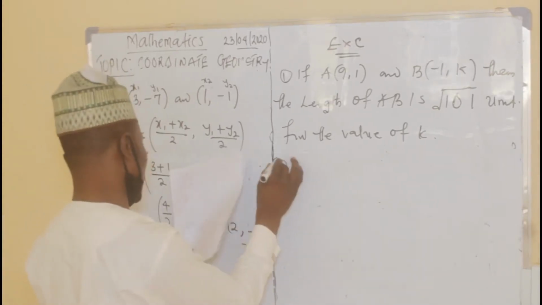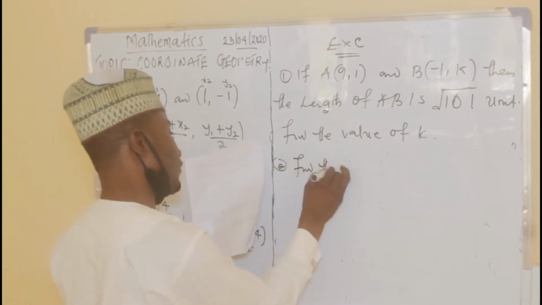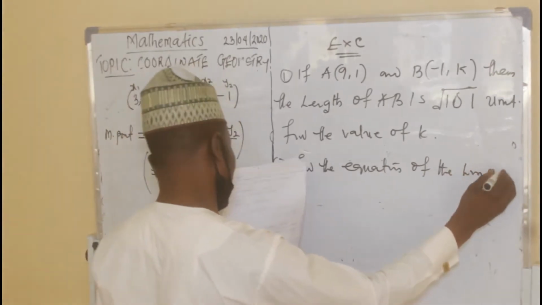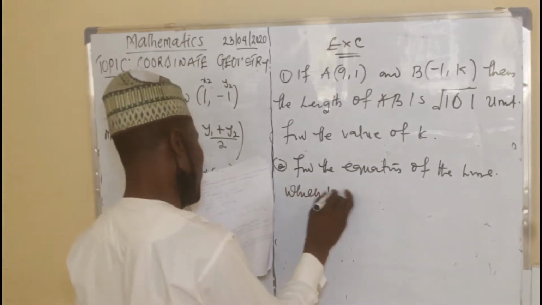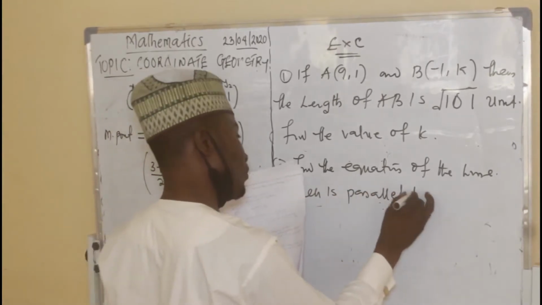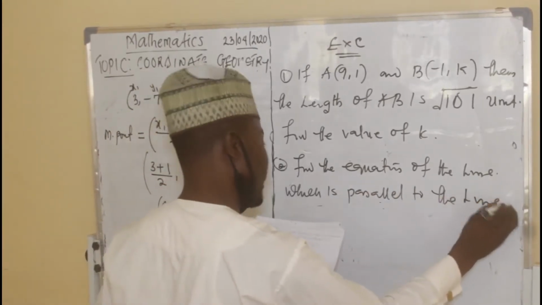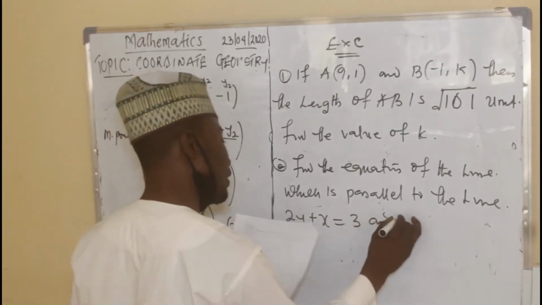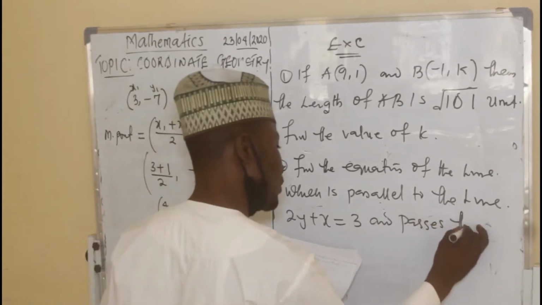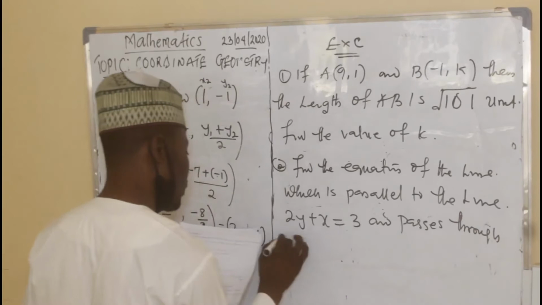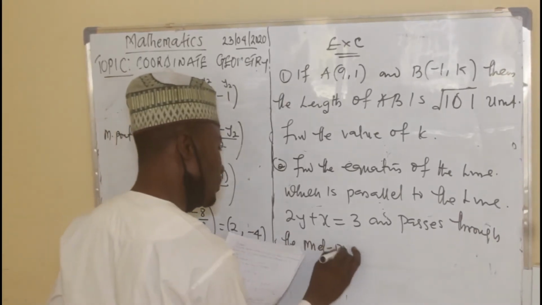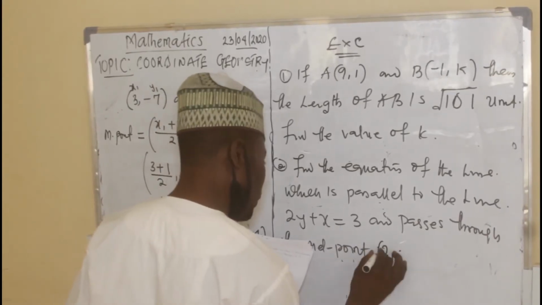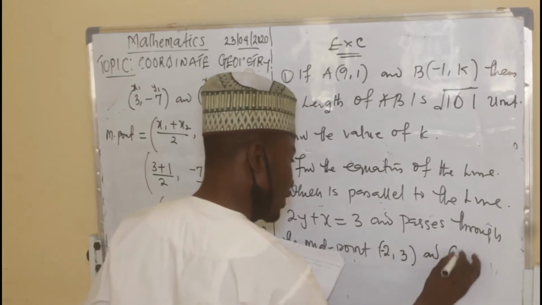Then 2, find the equation of the line which is parallel to the line 2y plus x is equal to 3 and passes through the midpoint -2, 3 and the 4, 5.